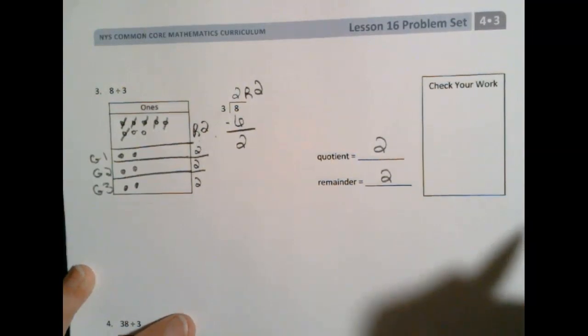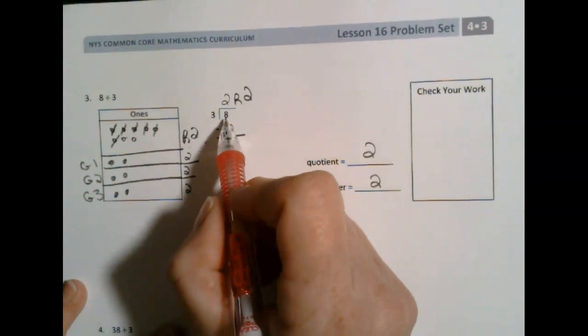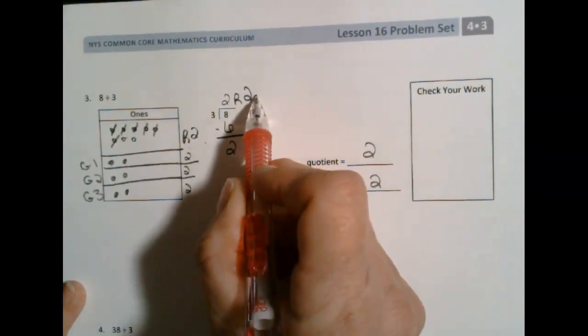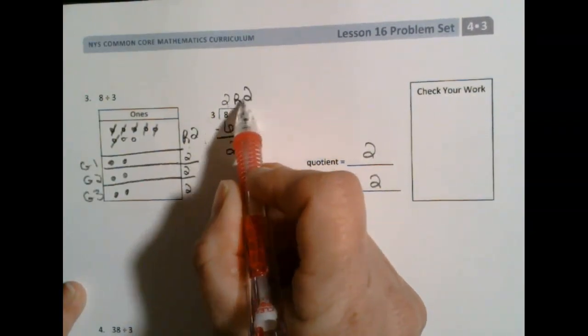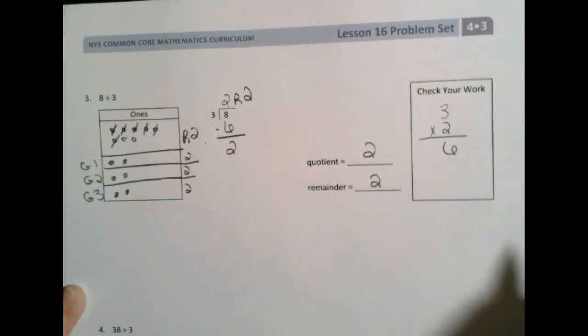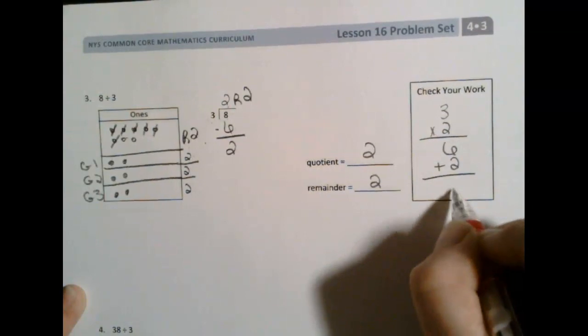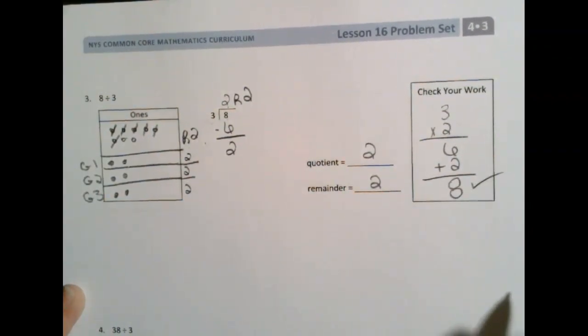So now I'm going to use the inverse operation. I'm going to multiply. If 8 divided by 3 equals 2 with the remainder of 2, then 3 times 2 should equal 6 plus 2. So let's see. 3 times 2 is going to equal 6. And then if I add my remainder of 2 back in, I'm going to have 8. So that's what I started with. I know my work is correct.